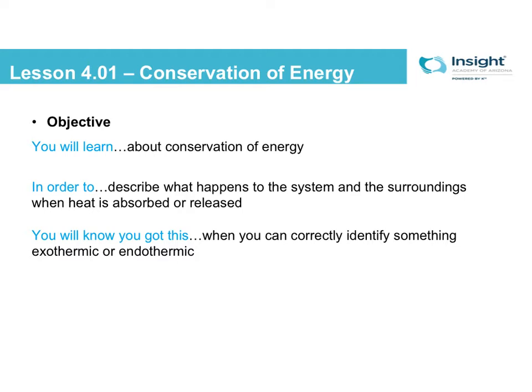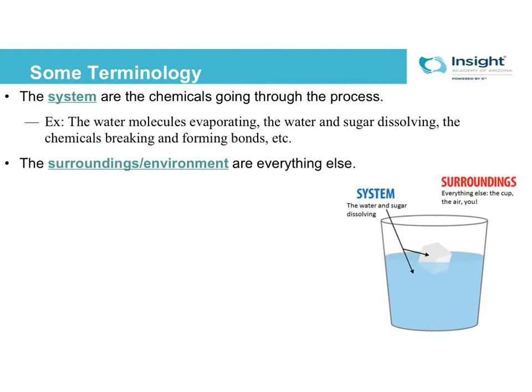So a few things we've got to get you understanding is the difference between system and surroundings, what happens when heat is absorbed or released, and a couple of key terms, exothermic and endothermic. So first thing is just to get down what the difference is between the system and your surroundings.